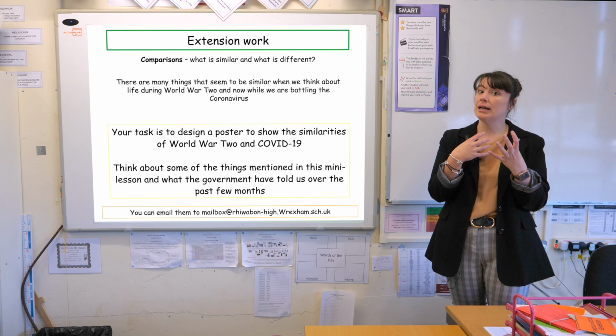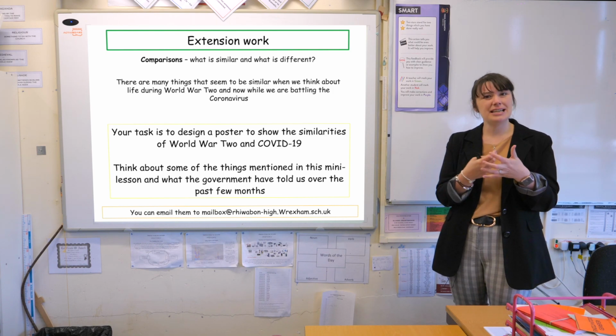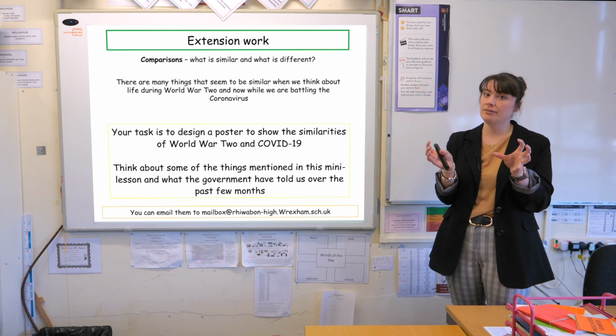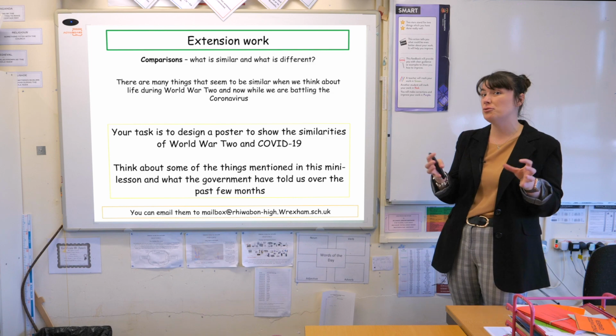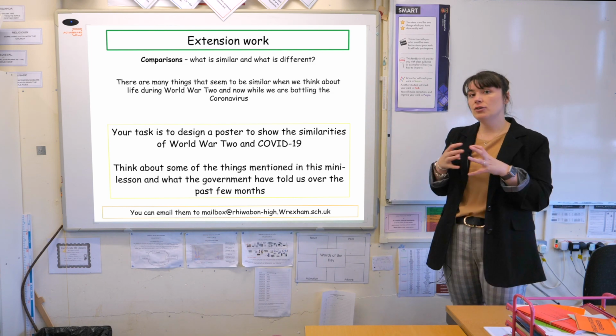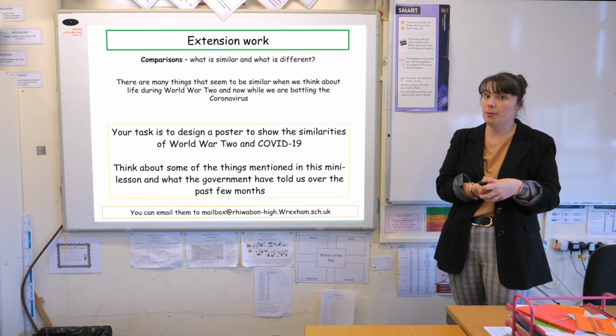I've explained about propaganda and the messages that the government have said then. Has anybody had to evacuate? Possibly not. But what have we had to do instead of evacuation? Have we had to be separated from our loved ones in a different way? So when you've got your poster, if you decide to do it, as I said, this is an extension task, so you don't have to do it.